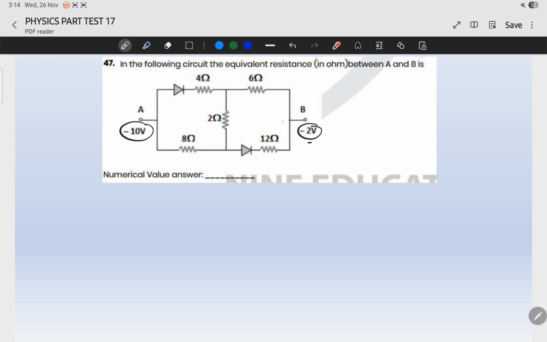So basically these two diodes will act like an open circuit because they are reverse biased. So the current will directly flow in this path. So the total resistance is 6, 7, 8 plus 8, 16 ohm.